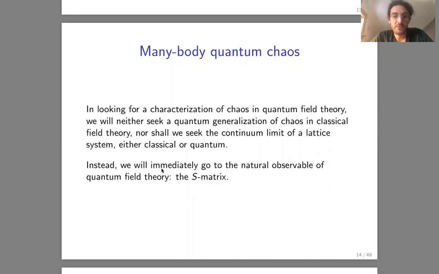And instead, we're just going to immediately go to the natural observable of quantum field theory, which is the S matrix. So the idea is to sidestep the step which causes difficulties.